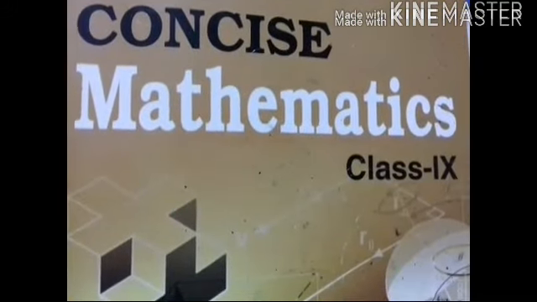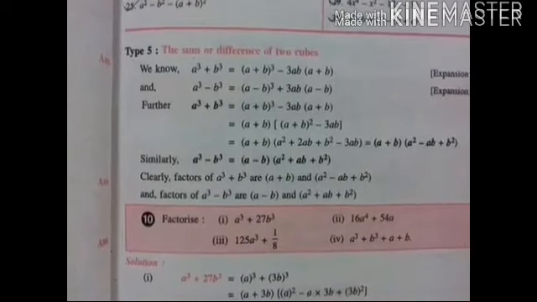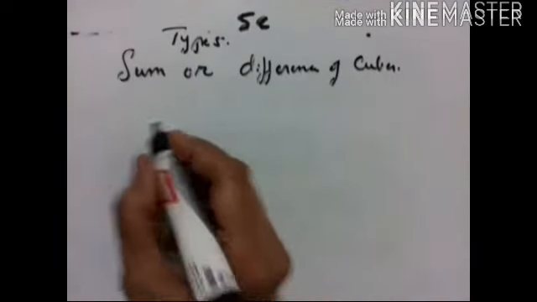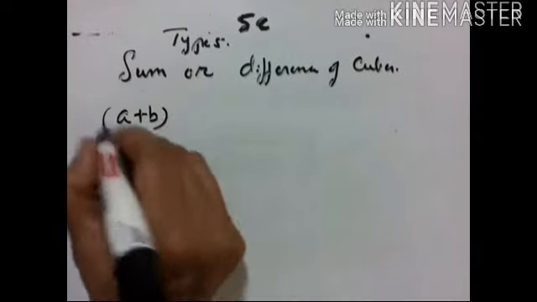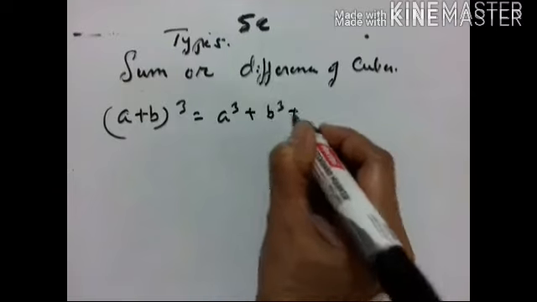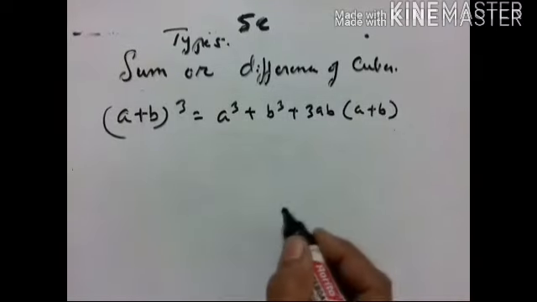Hello students, welcome back. Let's go to type 5: the sum or difference of two cubes. In expansions, we have learnt that (a + b) whole cube is equal to a cube plus b cube plus 3ab into (a + b).